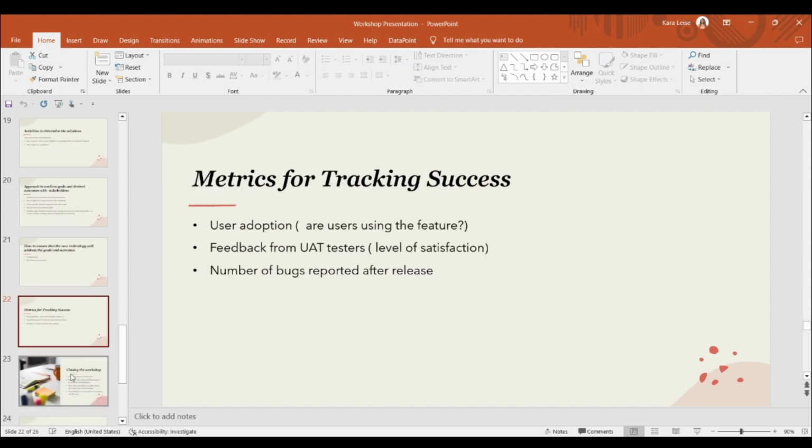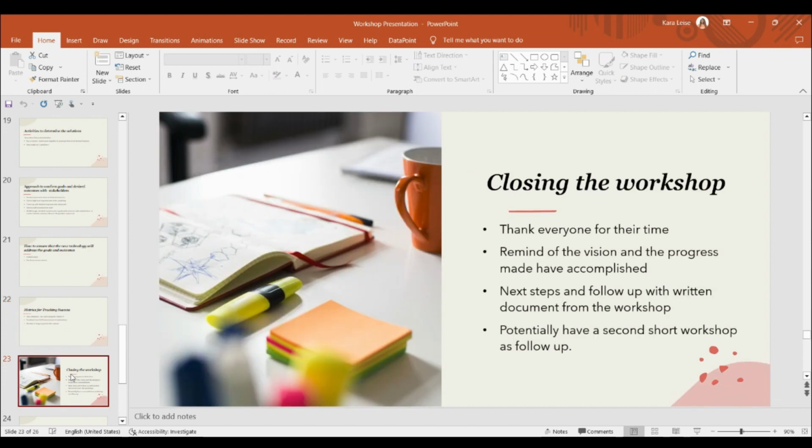And then once you're doing that, you should be trying to track some kind of metric. It's not easy to track, and I'm not saying that you have to track, but being able to say, okay, this is the number of adoption that we gained because of the change, or to have some feedback from the UAT testers to say they're satisfied, some level of satisfaction metric, or the number of bugs that you've released is much less than before. So you need some kind of metric to show that you're making progress and success in the workshop.